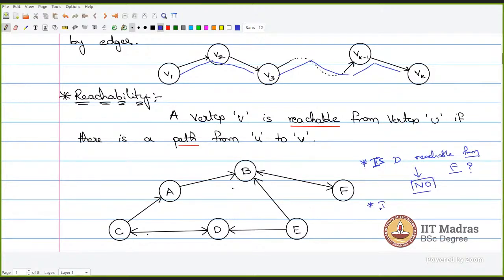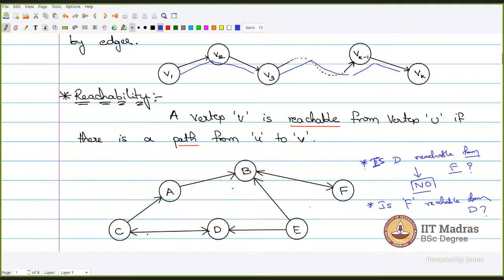But what if my question is like this? Is F reachable from D? Yes, it is. I am at D, and I am asking you whether F is reachable or not.